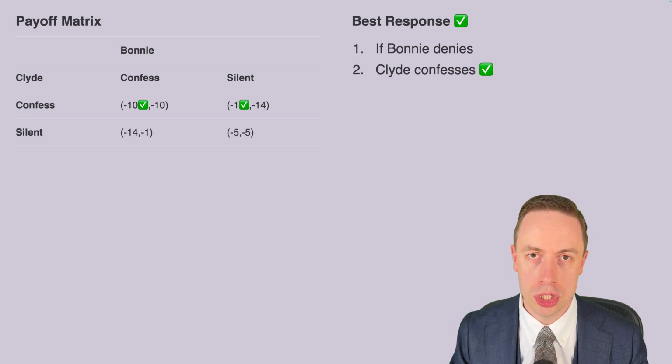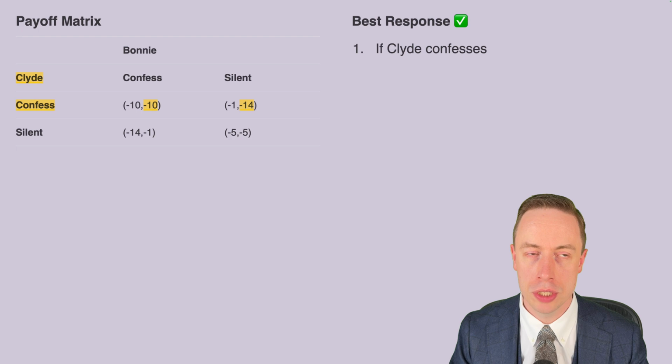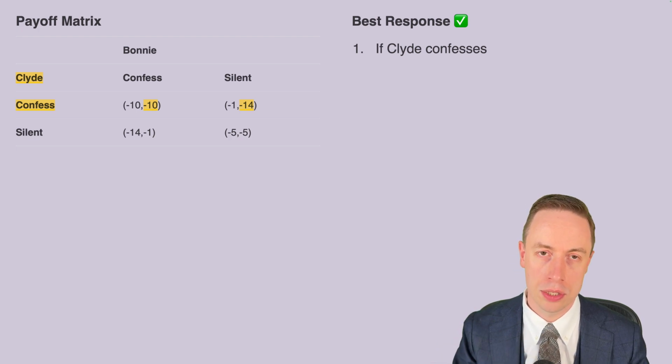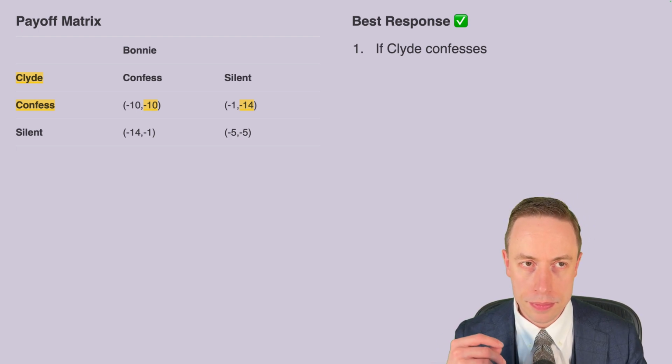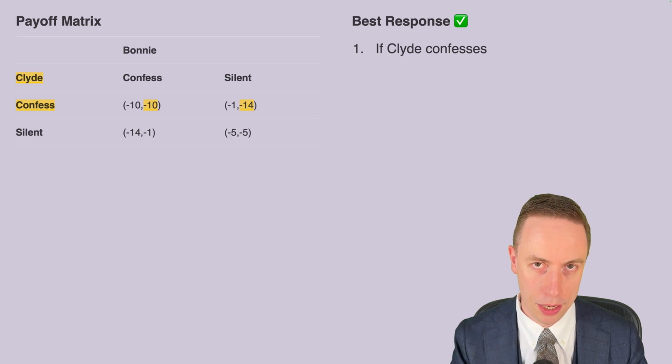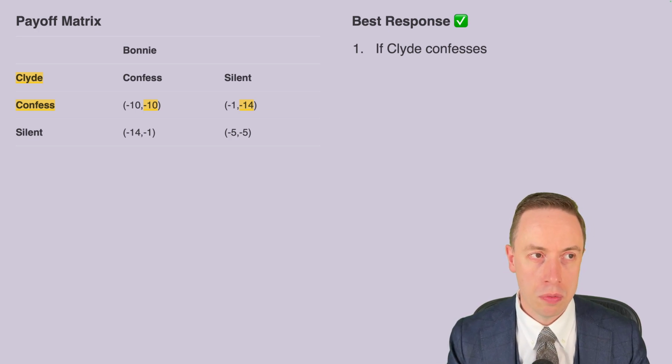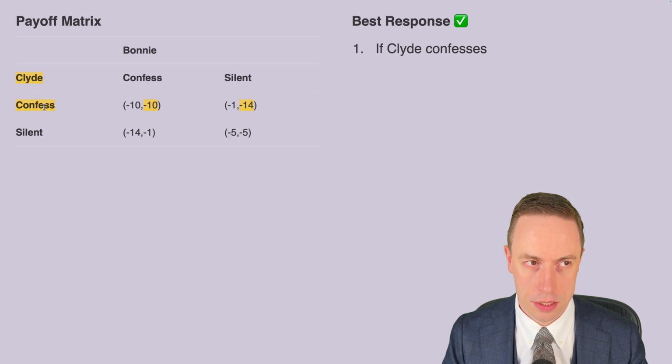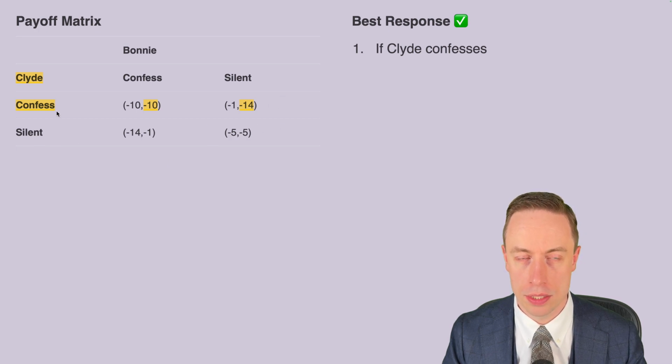Let's put ourselves in Bonnie's shoes, who is of course in a symmetric situation, but we got to get used to looking at this from both players' perspectives. So now, Bonnie, we're picking the best response. So we have to think about, what's Clyde doing? Well, what if Clyde confesses? That puts us in the top row of the game. Bottom row is sort of locked out if Clyde confesses.